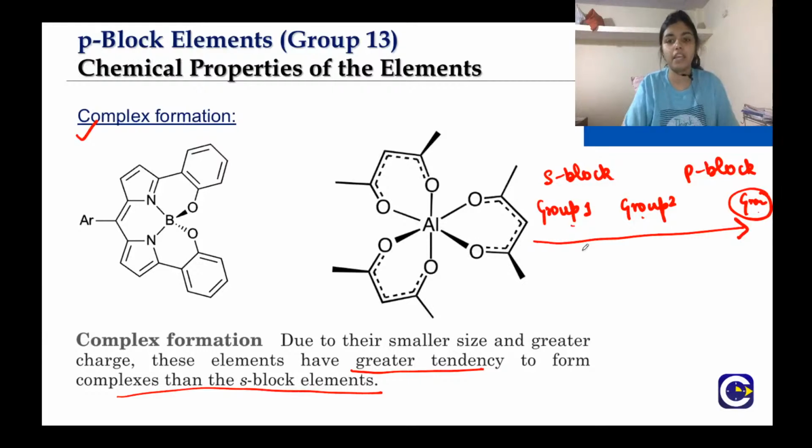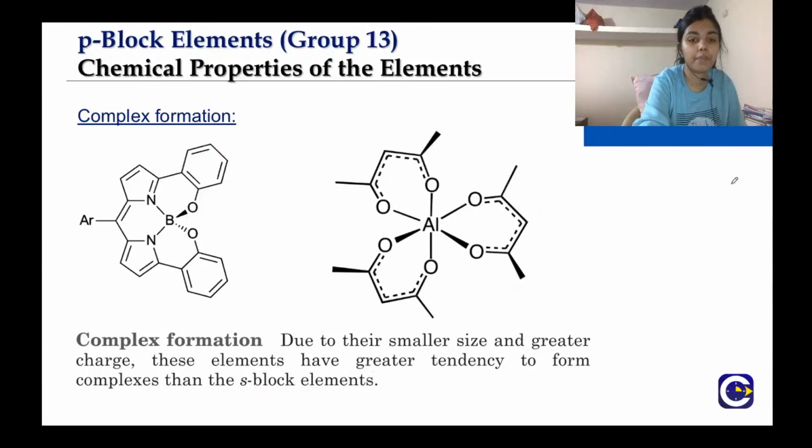That means that the group 13 elements of the similar period, if you will compare the elements of group 1, group 2 and group 13 which belong to the same period. For example, let us say second period we are having, right? So it will be lithium, beryllium and then boron, right? These three belong to the second period. So obviously if you will compare the size, we know that size decreases across the period. So boron will have a smaller size than that of lithium and beryllium. And due to their small size, the group 13 elements have a strong ability to form complexes when they are compared to s block elements, right?